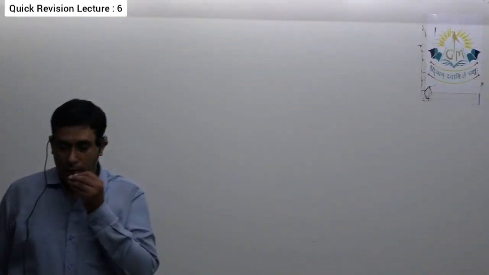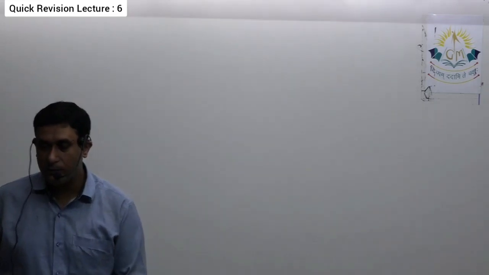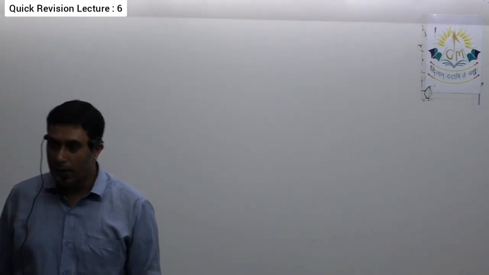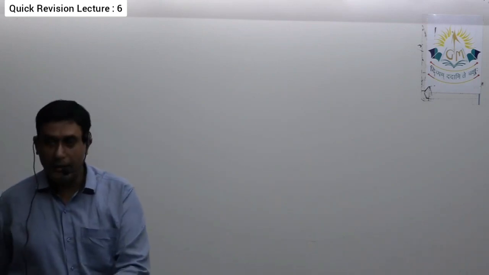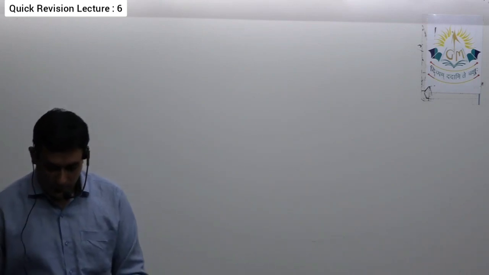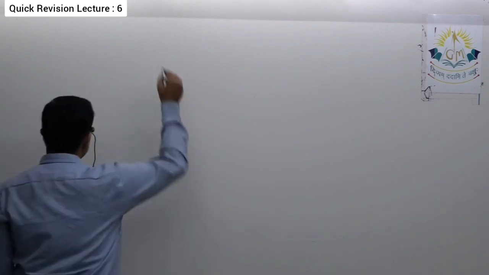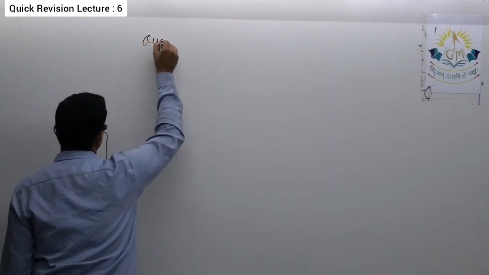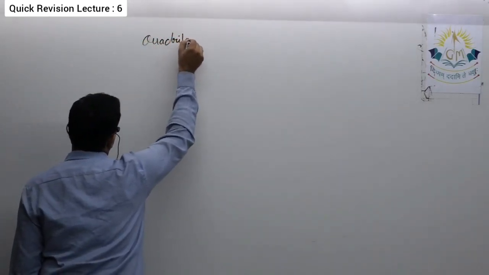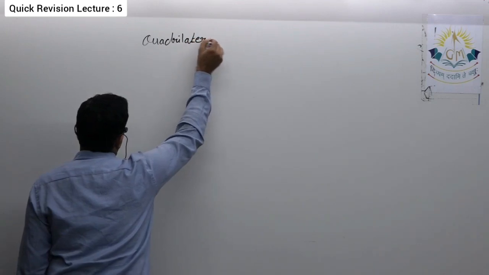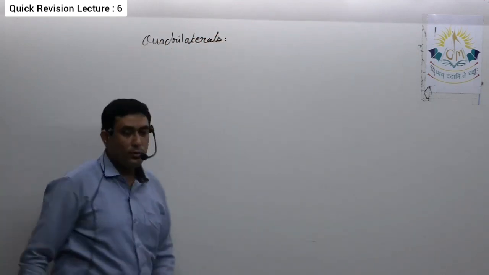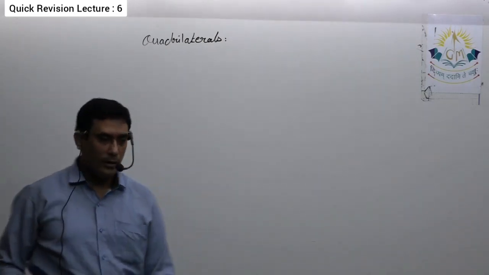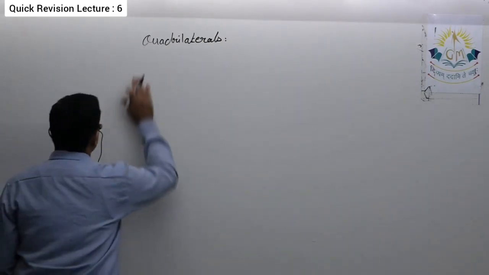Hello friends. Now in this lecture we'll revise quadrilaterals and maybe we'll start parallelograms, areas of parallelograms. So let us start with the quadrilaterals. Okay, so very basic about quadrilateral. It's a closed figure made up of four sides or four lines, whatever you say.